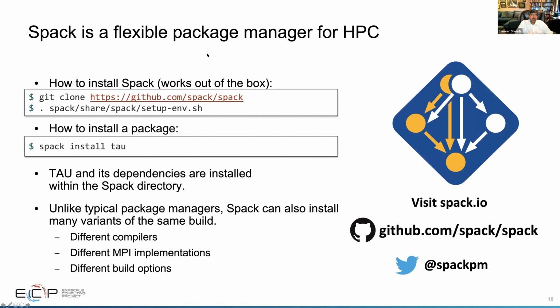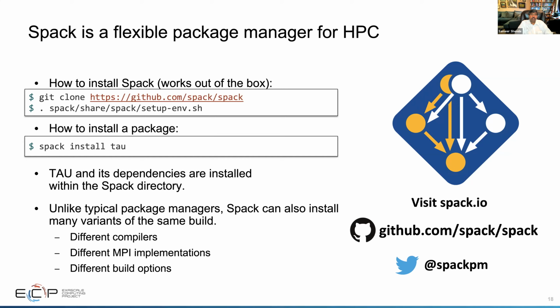So we use Spack because it's a flexible package manager for HPC. Now, how do you install Spack? You can just clone the Spack repo. Here is the URL, and then source the setup-env.sh, and then you're ready to install a package. You can install a package such as TAU by saying spack install tau. Then TAU and all its dependencies in the default mode are installed within the Spack directory. But unlike typical package managers, Spack can also install many different variants of the same package.